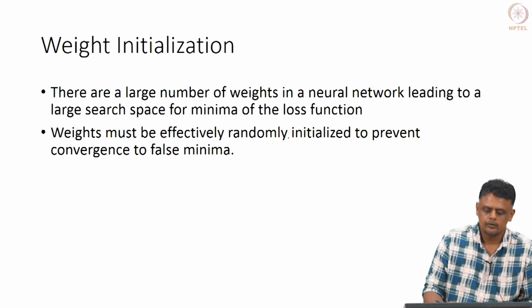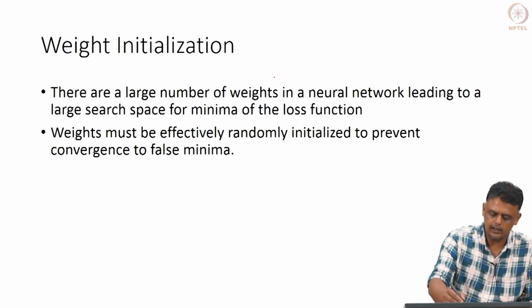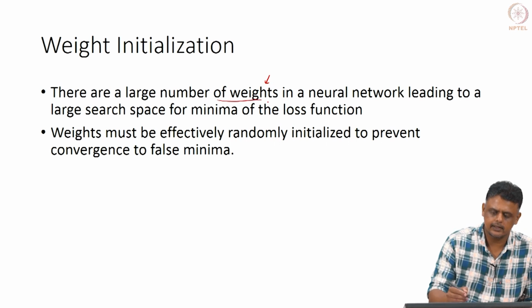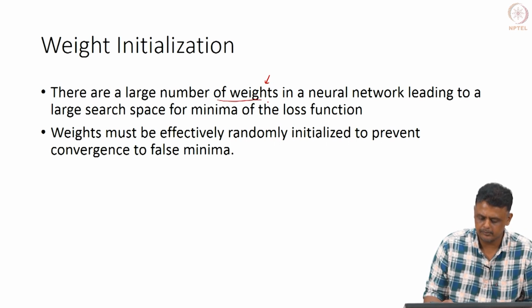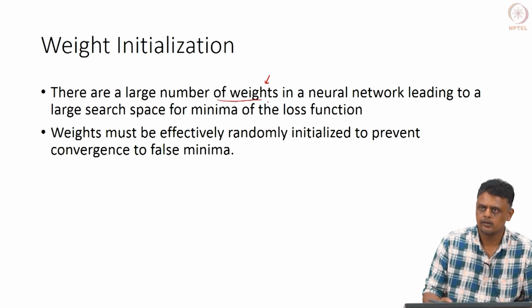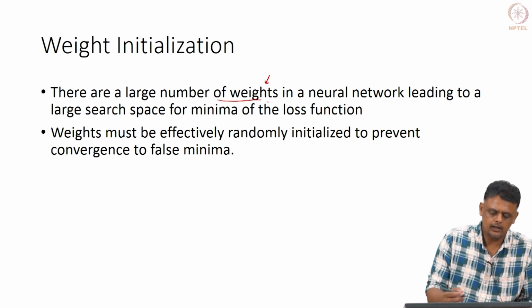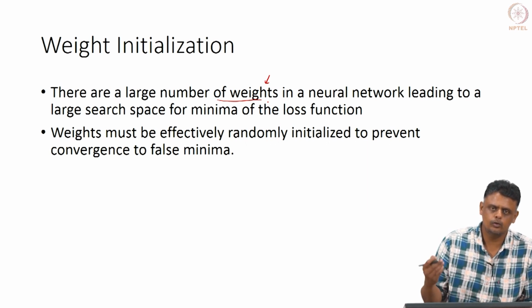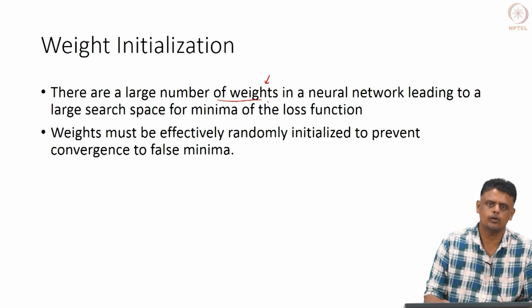Okay. So, why is this important? Because in a typical neural network there are a large number of weights, hundreds of thousands of weights for a very small ANN, going up to millions and millions of weights for large neural networks. Which leads to a large search space. Search space, because you have to minimize your loss function, and the loss function is a function of your weights. So, it is a multidimensional problem that you are solving, and if you want to optimize that loss function, then it is a very large search space of weights.